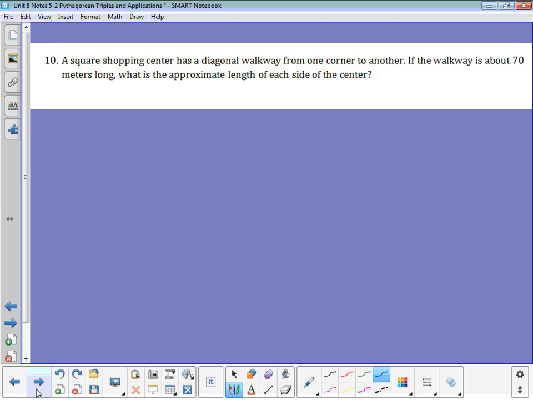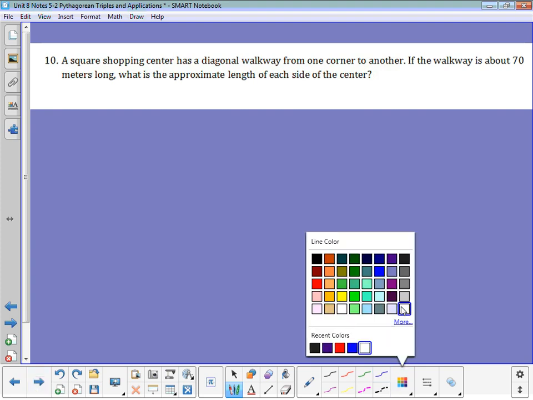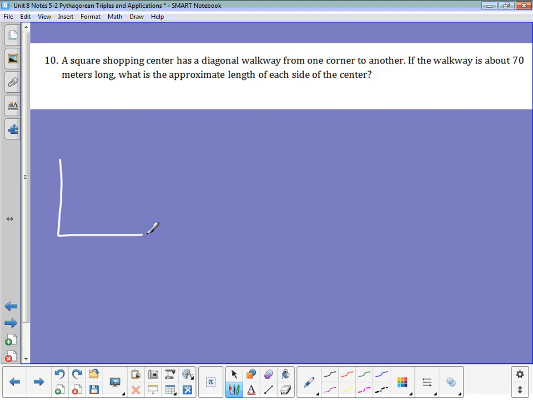A square shopping center has a diagonal walkway from one corner to the other. If the walkway is about 70 meters long, what is the approximate length of the side of the center? Well, this one's kind of confusing. So let me draw a square shopping center. And here's my walkway, cutting all the way across. It helps if you make sound effects. So then we're going to say that there is 70. So now we have to figure out the side lengths.